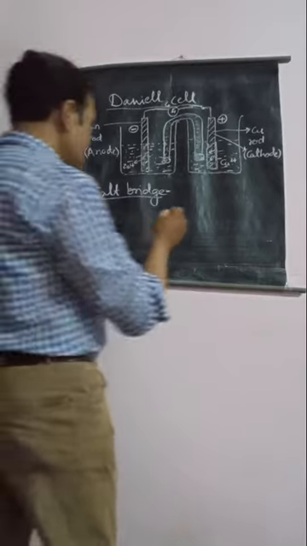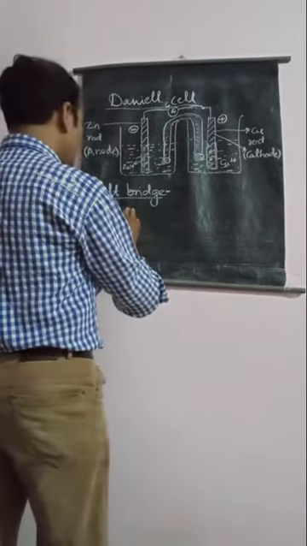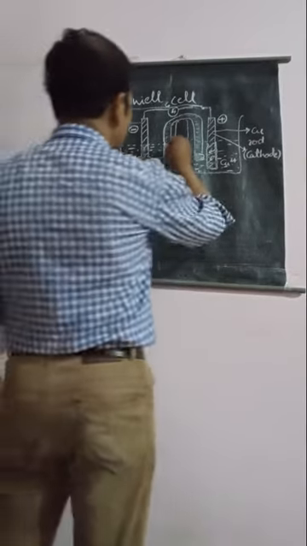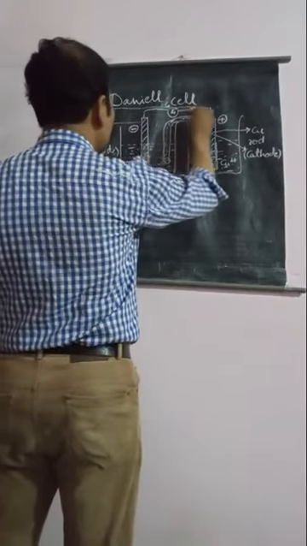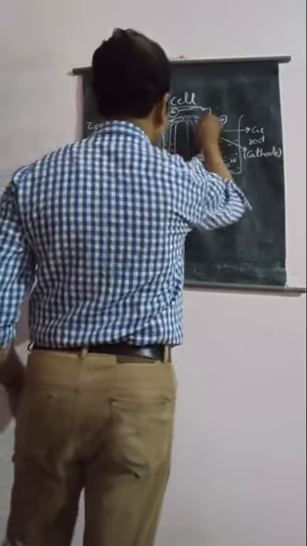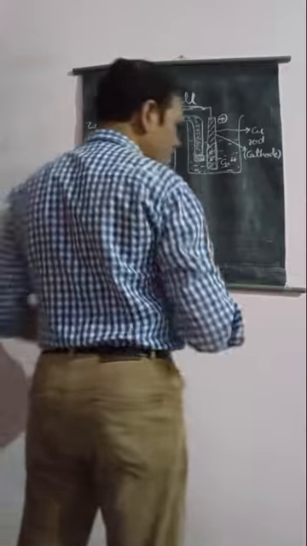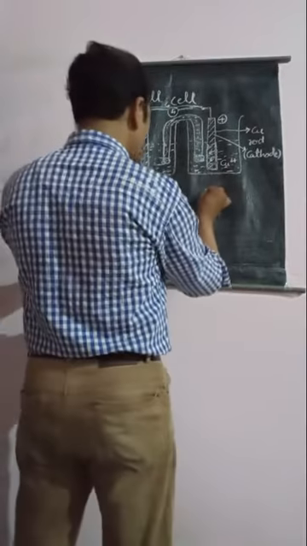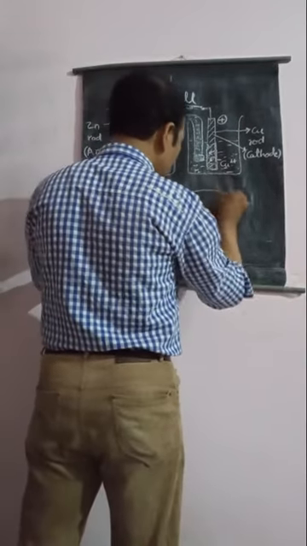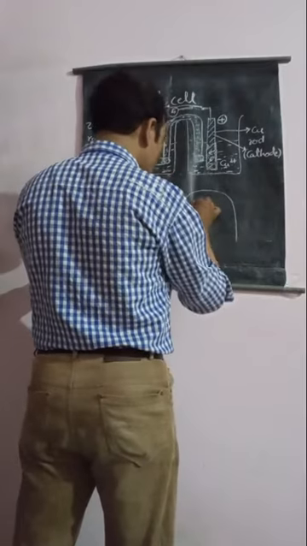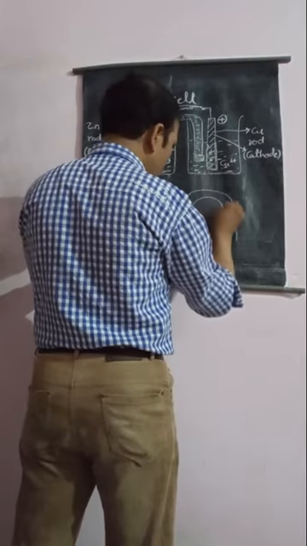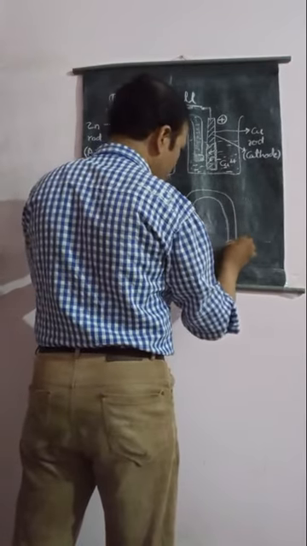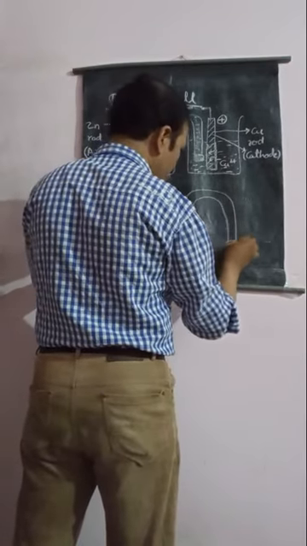Now we will see what our salt bridge is. In the case of a salt bridge, generally, it is a kind of U-shaped tube. A salt bridge is a U-shaped tube, made of glass, and at both ends generally cotton plugs are present.